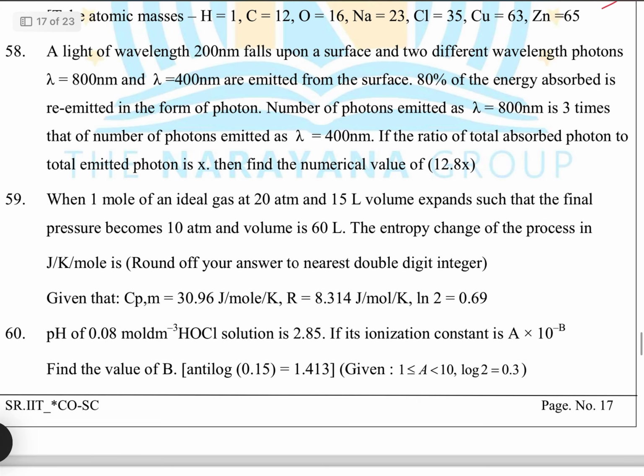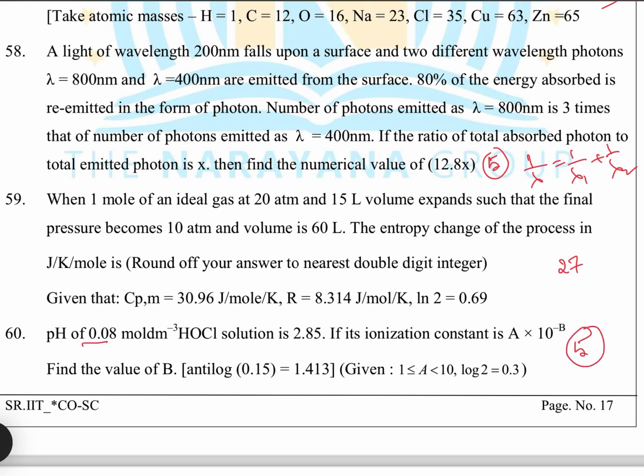A light of wavelength 200 nanometer falls upon a surface of 2 different wavelength photons. This you can solve by using the concept of E is equal to hc by lambda, or 1 by lambda is equal to 1 by lambda 1 plus 1 by lambda 2. This also you can use. And my key says the answer is 5. Check once, and if any doubt is there, please send me back. Pause, check the answer, send me back, because most of the time is going. 2 questions will complete, right? For the 59th question, the answer in my key is 27 and this is showing 5.